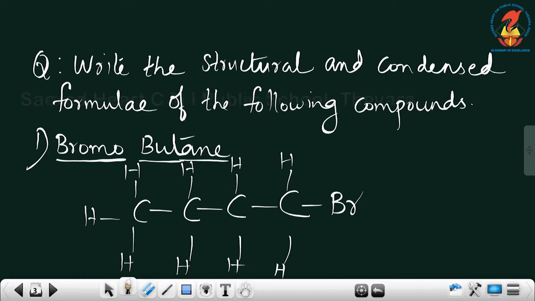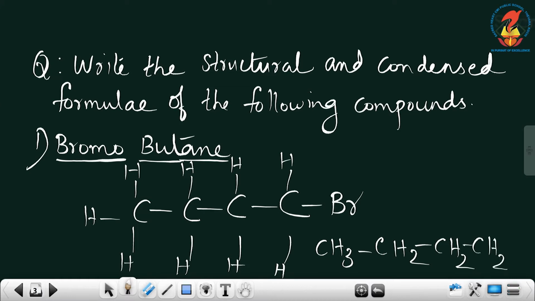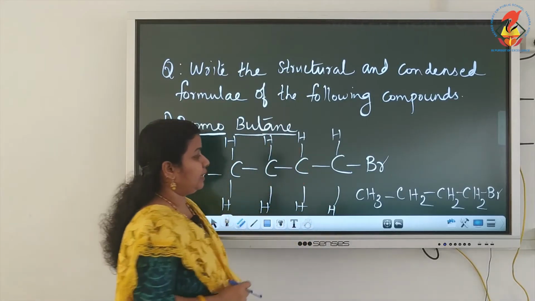How will you condense it and write? CH3, first carbon, 3 hydrogens around, so CH3. Second carbon, CH2, 2 hydrogens are attached to the second carbon. Third carbon also, 2 hydrogens are attached. What about the fourth carbon? 2 hydrogen atoms and a bromine atom, CH2Br. So, this is the condensed formula.